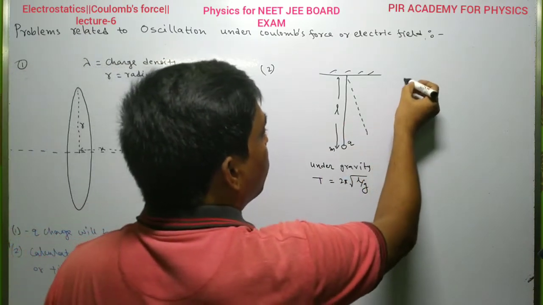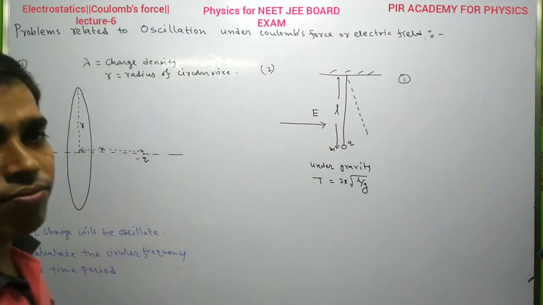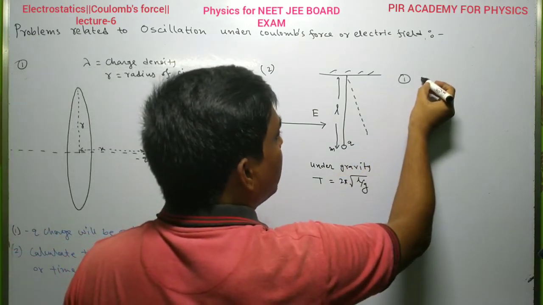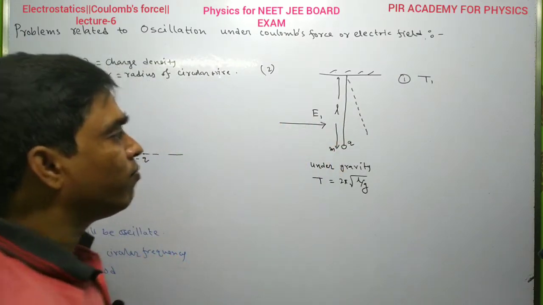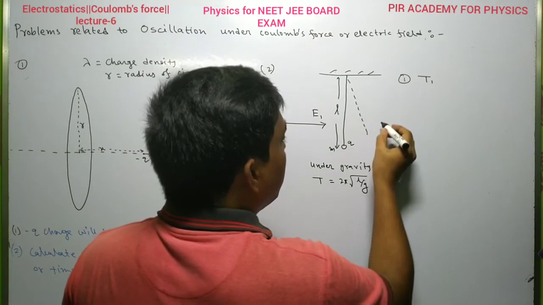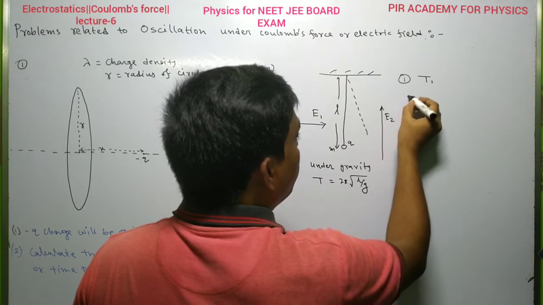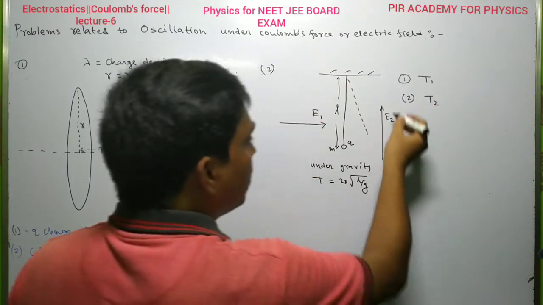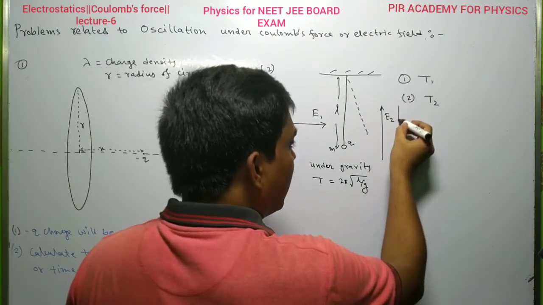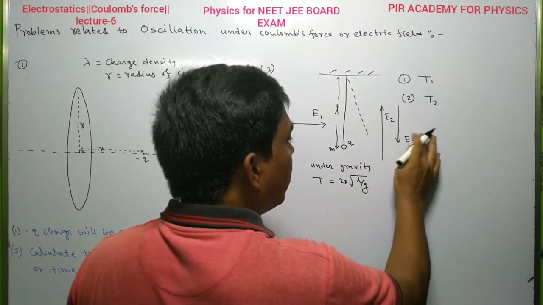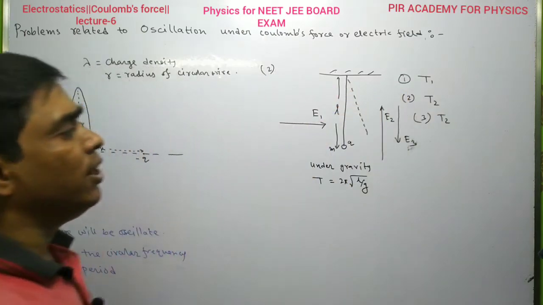and if I apply an electric field along this direction, then you have to find out the time period of this pendulum. Number 2, if I apply the electric field along this direction, you have to calculate the time period in this condition. Number 3, if I apply the electric field along this direction, you have to find out the time period of this oscillation.